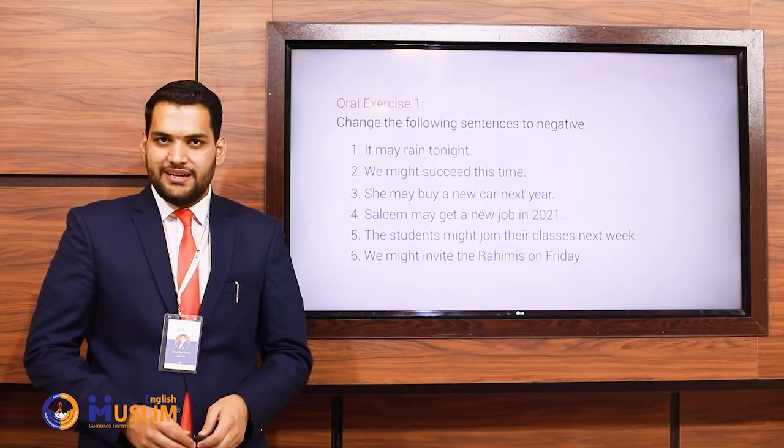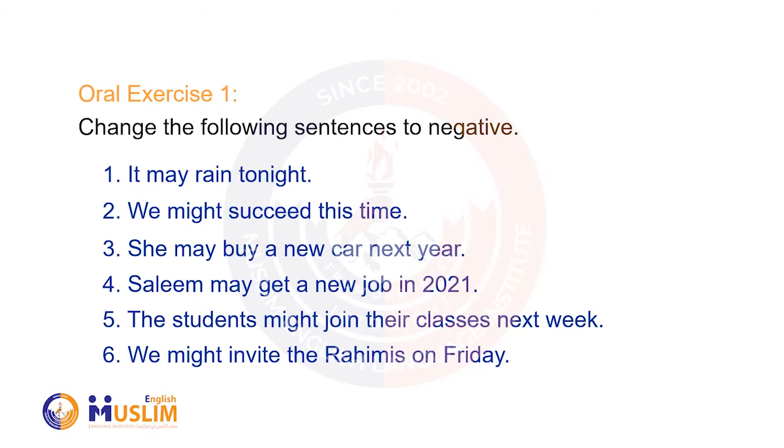So let's talk about the answers. Number two, we might succeed this time. We might not or mightn't succeed this time. Three, she may buy a new car next year. She may not or mayn't buy a new car next year. Four, Salim may get a new job in 2021. Salim may not or mayn't get a new job in 2021.